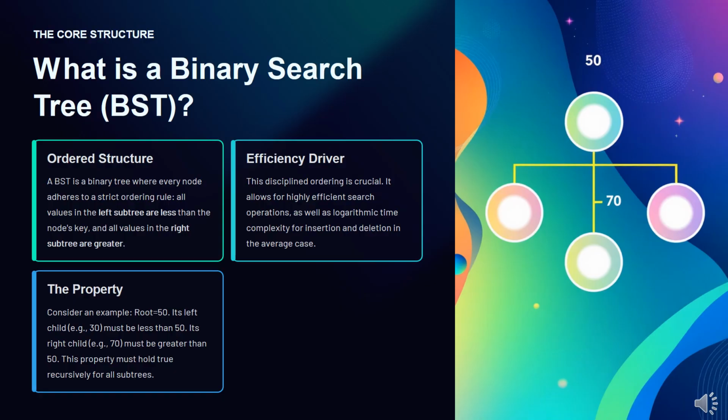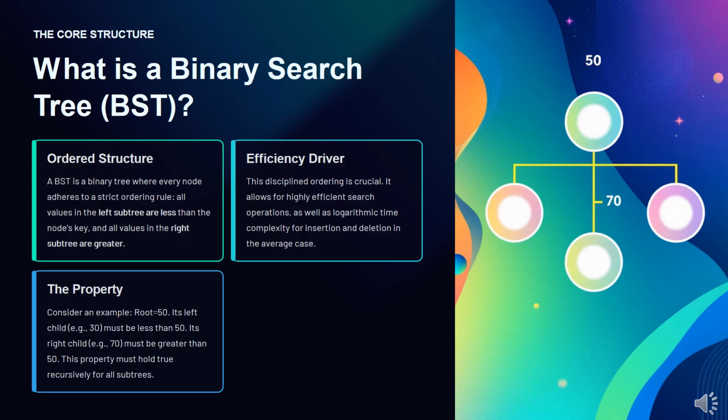A binary search tree is a special kind of binary tree that follows a strict ordering rule. For every node, the values in the left subtree are smaller than the node's key, and the values in the right subtree are greater. This structure allows quick searching, insertion, and deletion operations, usually in logarithmic time.